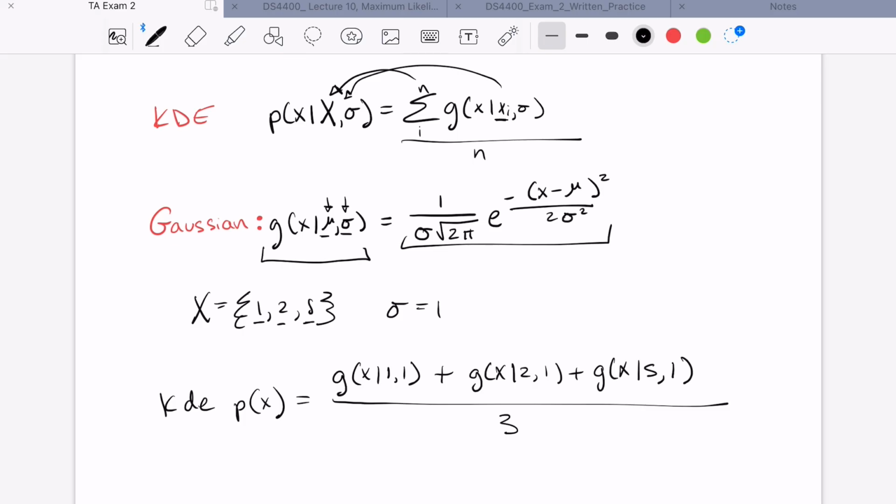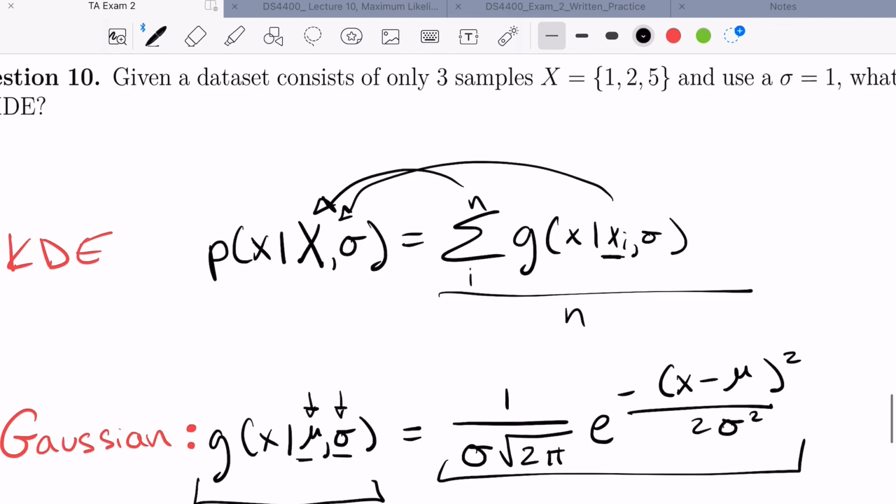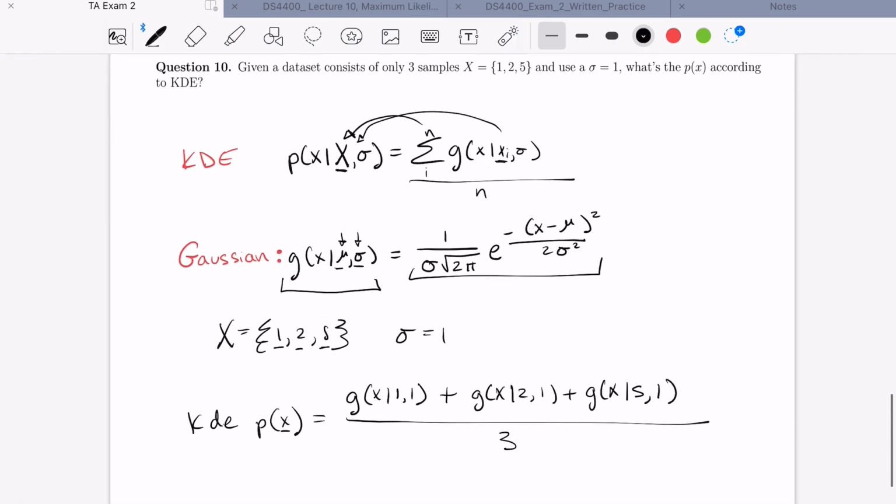Once again, I apologize, there's a bunch of x's in here. Just for explaining sake, this is the x value we're trying to find the probability of. And then this big X over here means the set of all of our samples. So this xi is just the ith sample in that set. But yeah, thank you.